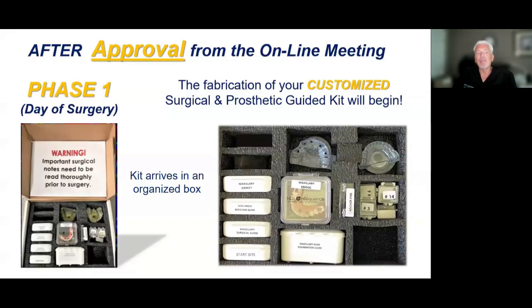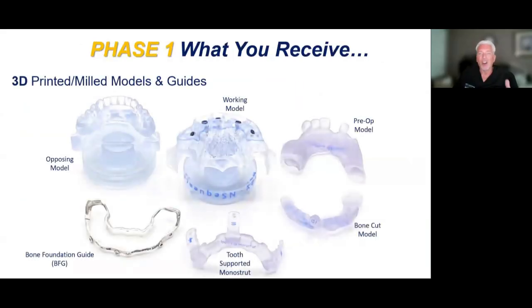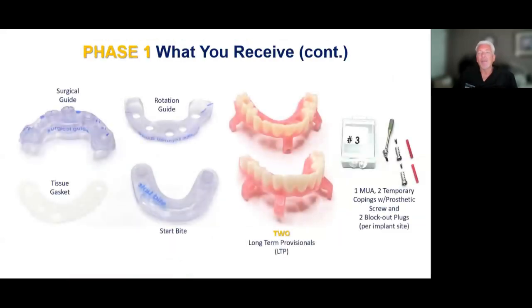So after your online meeting, the lab goes to work and creates all the guides, etc. Everything's going to come packaged in a very organized way. Everything's going to be labeled. And once again, these are all the items that you're going to be receiving. I'm not going to go too much into that. And you're going to see that in our full in-sequence protocol, you do get 2 provisionals.